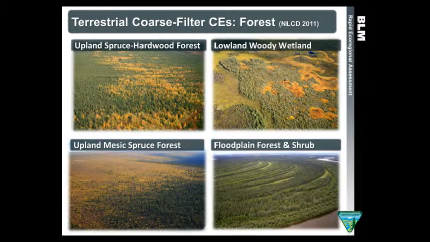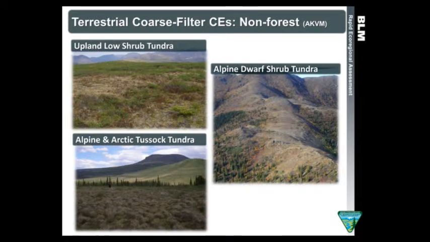So just to show some pictures right off the bat, because land cover classes aren't that interesting. These are the classes we're using the NLCD map to extract. We have the upland spruce hardwood forest, the mesic spruce, and then on the right, the lowland and wetland classes, floodplains and woody wetlands. Then these are the three classes that we're going to derive from the Alaska vegetation mosaic, all pretty recognizable tundra types.